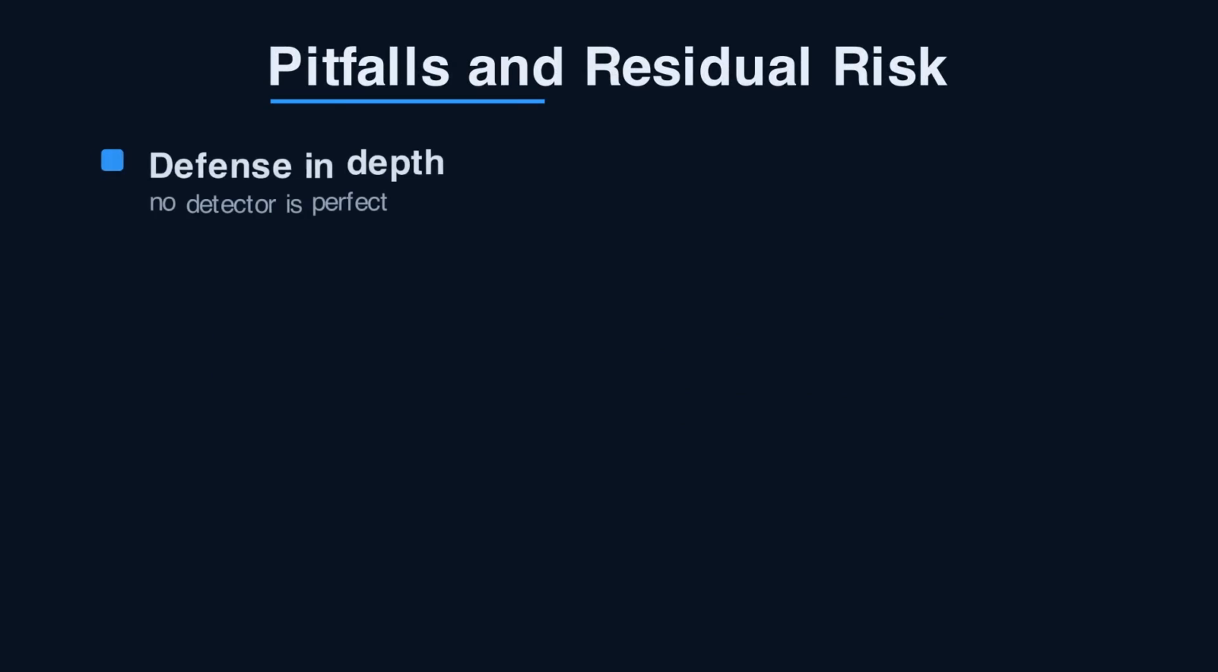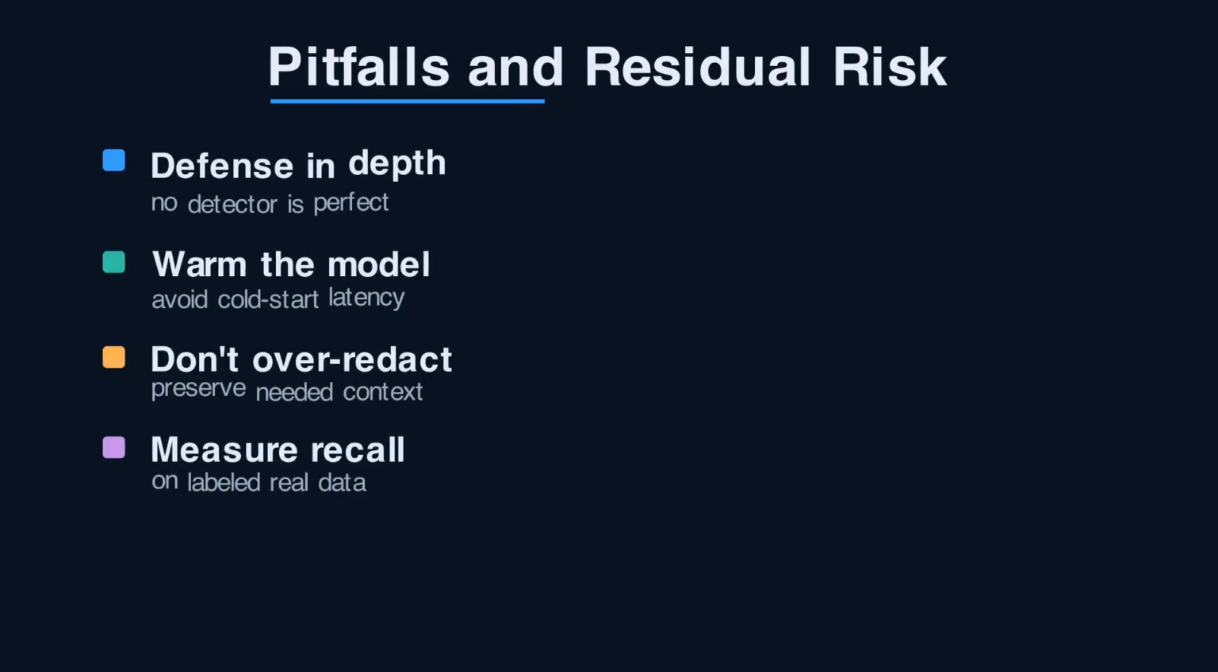A few warnings. No detector hits 100% recall, so treat redaction as defense in depth, not a guarantee. And keep your Azure OpenAI data privacy and abuse monitoring settings configured correctly. Watch latency. Presidio's first call loads a model, so warm it at startup. Be careful with free text that hides identifiers inside longer strings. And don't redact so aggressively that you destroy the context the model needs to answer. Always test recall against a labeled sample of your real data and recheck the current Azure docs, since entity coverage and the managed service's pricing and limits change.